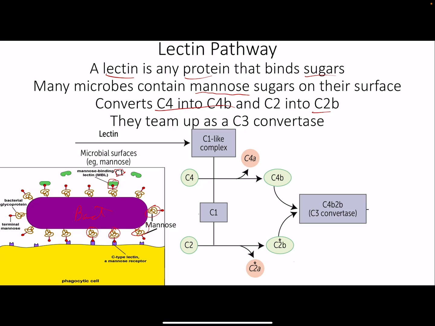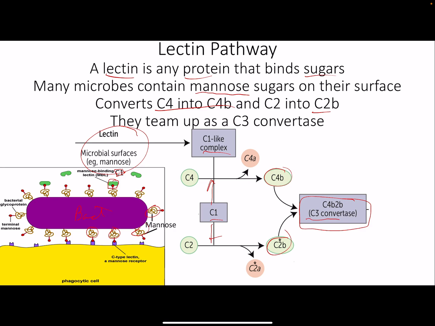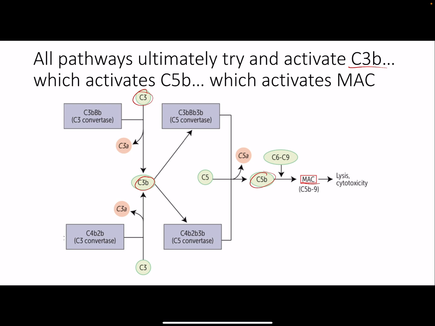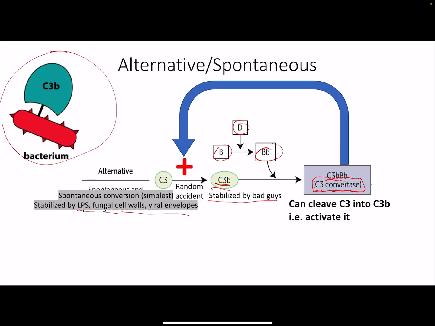So we have activation of C1. C1 can then activate C4 and C2. So we have these two guys, and these will now team up. So earlier we had a C3 convertase, which came from C3. But you can also make a C3 convertase, which does the exact same thing. Instead of it being made up of C3, it's made up of C4b and C2b. If you remember from this, we saw that these two pathways are a little bit more similar than the alternative pathway. They work both on C4 and C2.